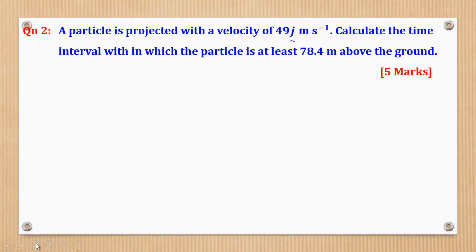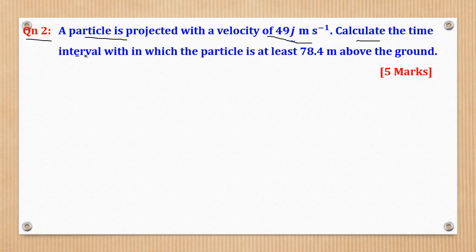That was question 1. Now question 2. Question 2 says a particle. So question 1 was from statistics, and that is Spearman's rank correlation coefficient. Question 2 is from mechanics. It says a particle is projected with a velocity of 49j. That is now vertical motion.